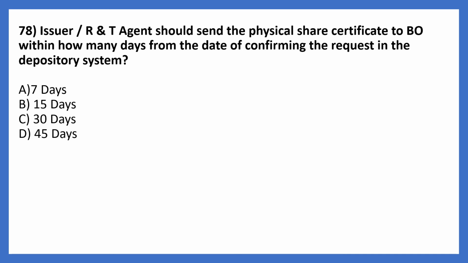Issuer or RNT agent should send the physical share certificate to BO within how many days from the date of confirming the request in the depository system? Option A, 7 days. Option B, 15 days. Option C, 30 days. And option D, 45 days. The correct answer is option C, 30 days.